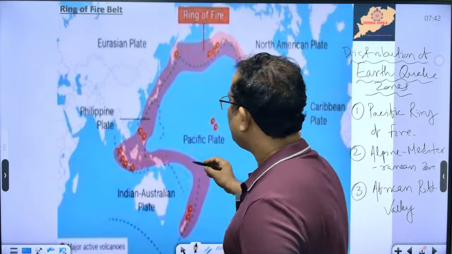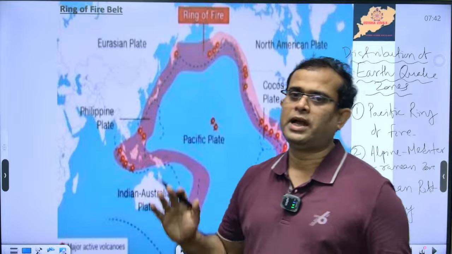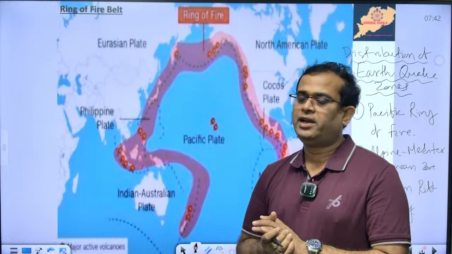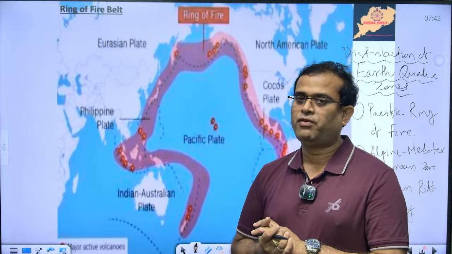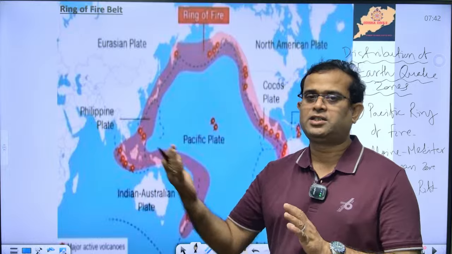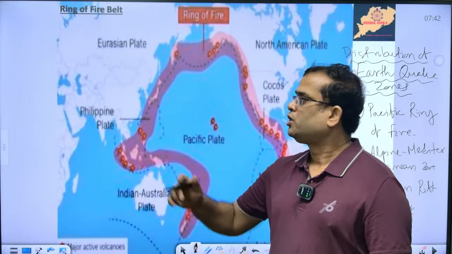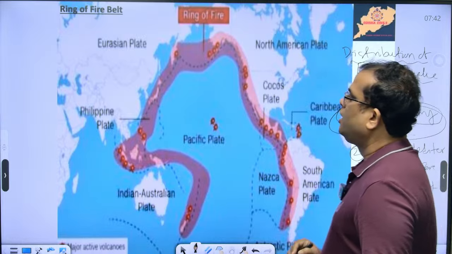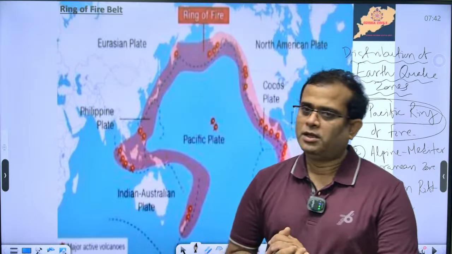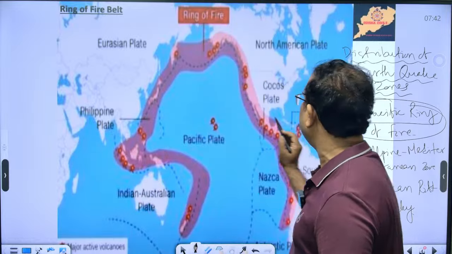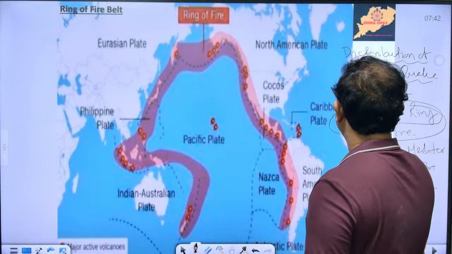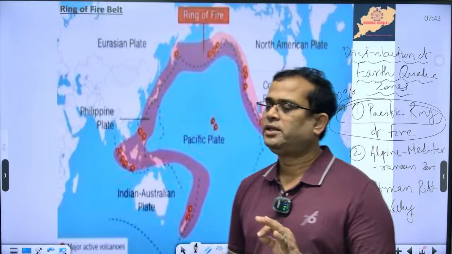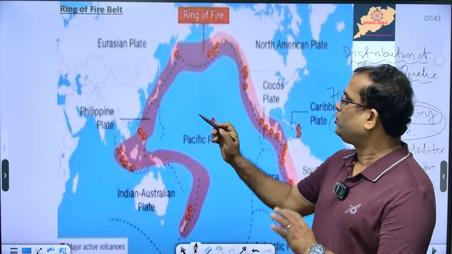I am going to give you a vivid analysis of this Pacific ring of fire, so you understand where it starts and where it ends. First we discuss the Pacific ring of fire. 70% of earthquakes are concentrated here. Please make a note of this: 70% of earthquakes are majorly confined to the Pacific ring of fire.